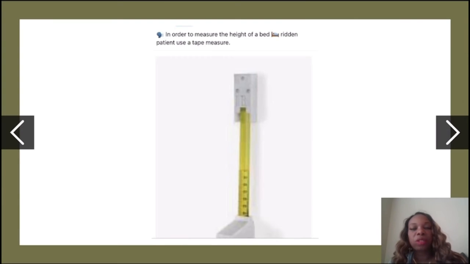In order to measure the height of a bedridden patient, you will use a tape measure.